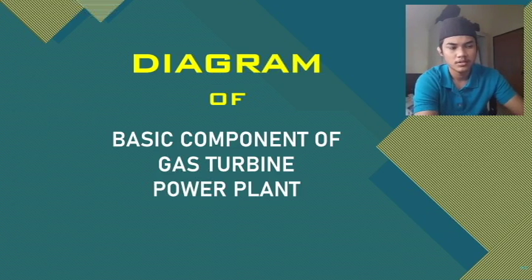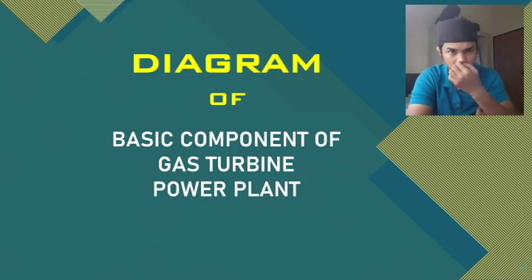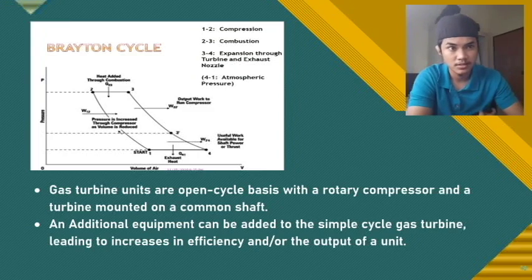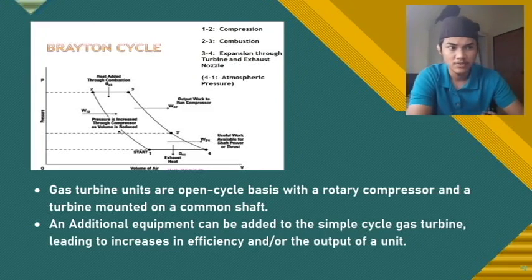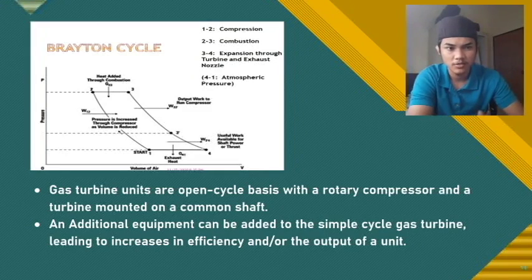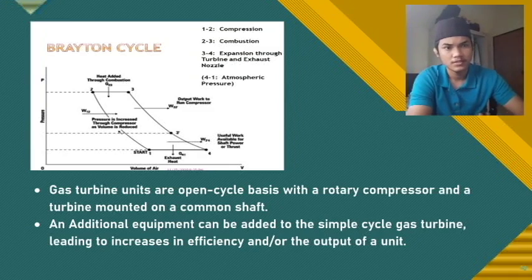I will explain the diagram of the basic components of a gas turbine power plant. As you can see, this is a Brayton cycle. 1 to 2 is compression, 2 to 3 is combustion, 3 to 4 is expansion through the turbine and exhaust nozzle, and the last one is atmospheric pressure. Gas turbine units are open cycle based, with a rotary compressor and a turbine mounted on a common shaft. In addition, additional equipment can be added to the simple cycle gas turbine, leading to an increase in the efficiency and or the output of the unit.